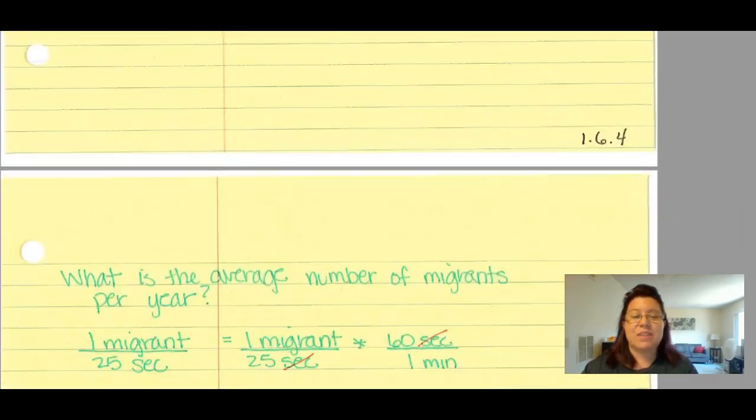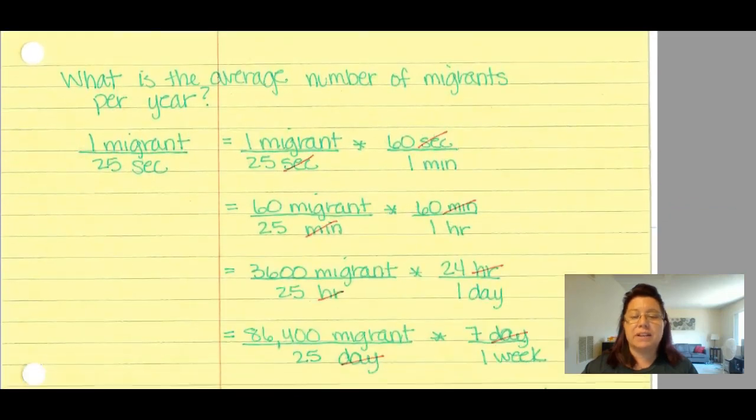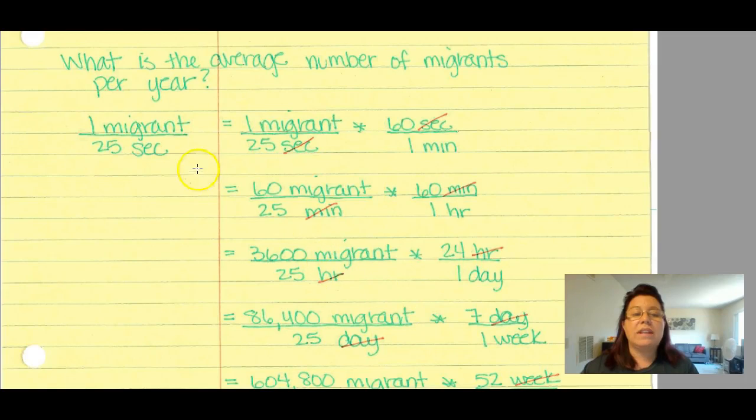Now, let's check the other one, the average number of immigrants per year. One immigrant per 25 seconds. We need to see what it is per minute. That is 60 immigrants per 25 minutes. Let's get it in form of hours. That is 3,600 immigrants per 25 hours. But there are 24 hours in a day, so that's 86,400 immigrants per 25 days. That's a little less than a month.